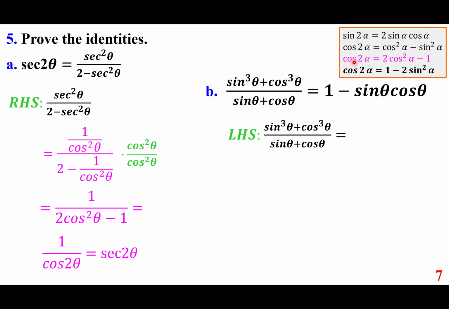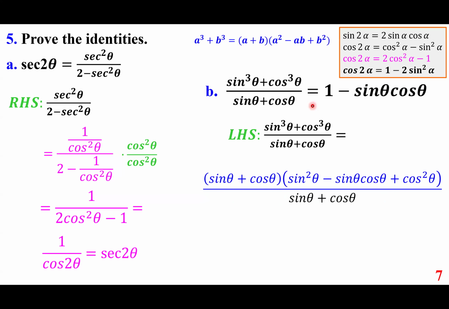So to do this, we keep the denominator intact. What happens to the numerator? You recognize this as a cubed plus b cubed. Reminding you that a cubed plus b cubed is a plus b times a squared minus ab plus b squared. So therefore, sine theta plus cosine theta, times sine squared minus sine cosine plus cosine squared. So that's the numerator. Don't touch the denominator. So using this, we will factor the numerator as such.